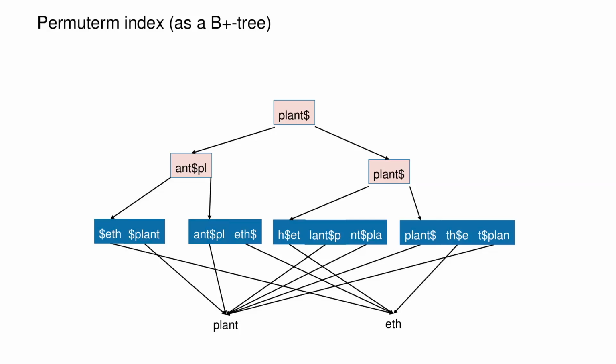So wildcard at the end, easy one. Wildcard at the beginning, you mirror. Wildcard in the middle, you could use a conjunctive query with false positive elimination. Or better, you use the permuterm index that directly gives you the terms that match.